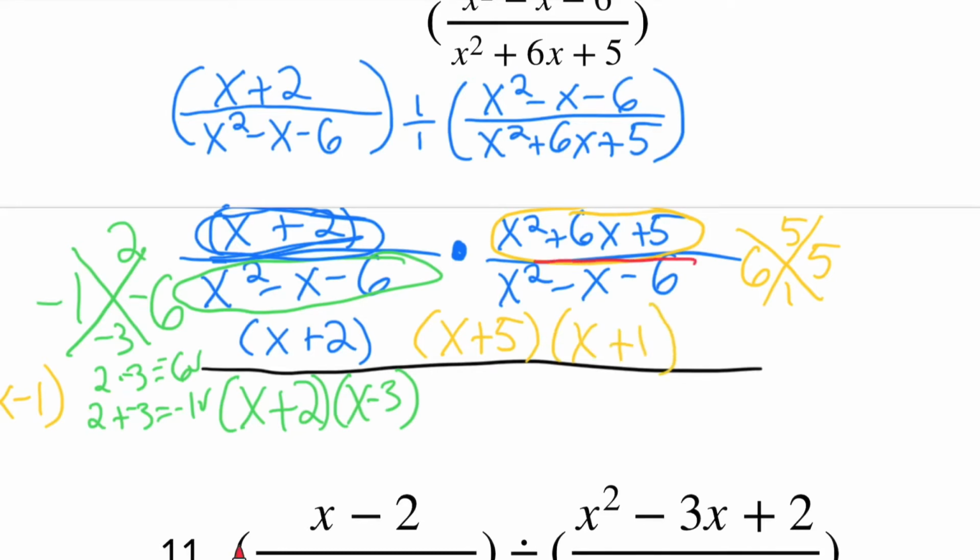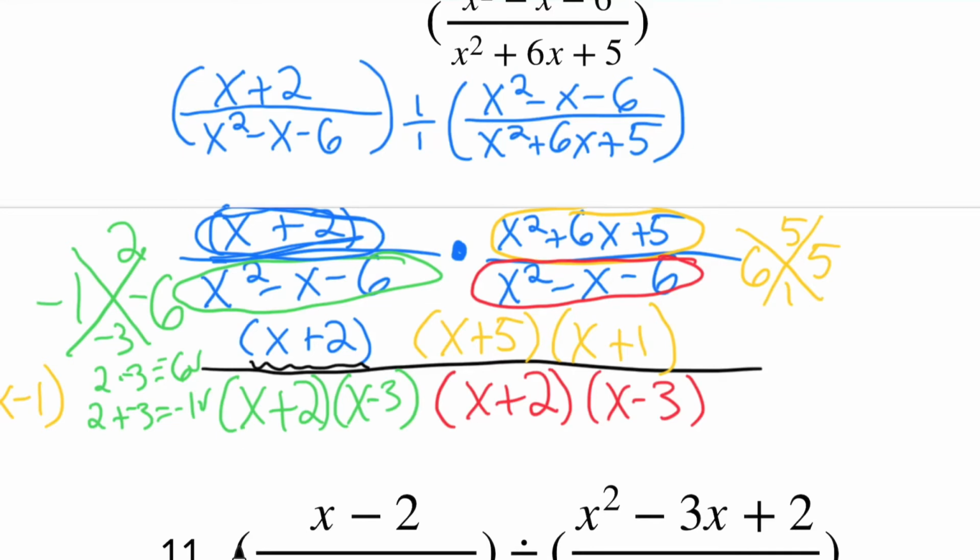And then lastly, our x squared minus x minus 6. Well, nudge, nudge, hint, hint. If you look right beside it, it's the same thing. So it's going to be the same magic numbers as our green. So x plus 2 times x minus 3. And we want to cancel out anything that is the same in the numerator and denominator. So x plus 2 cancels out.